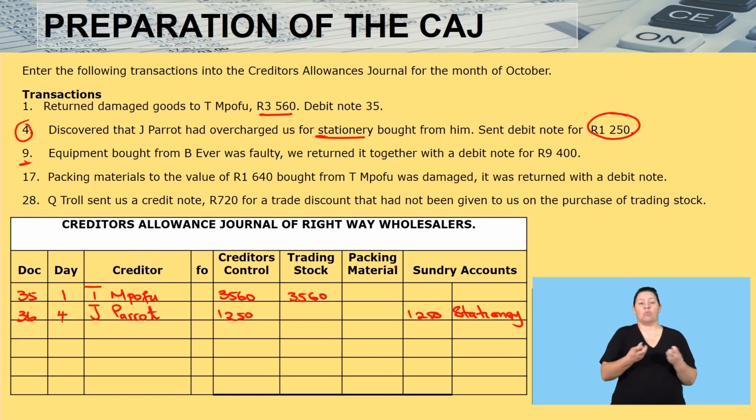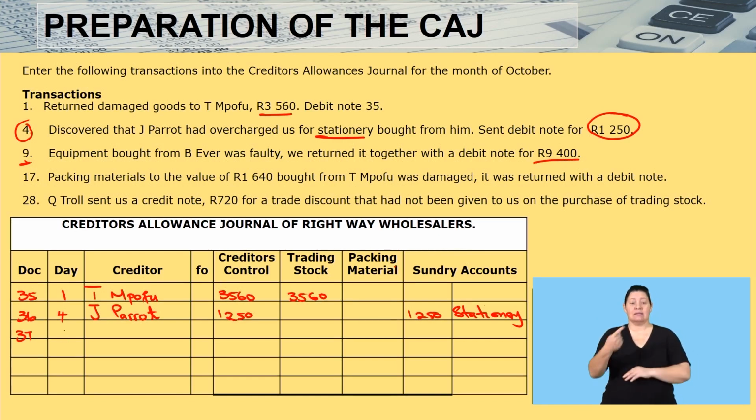Equipment bought from B. Ever was 40. We returned it together with a debit note for 9,400. Let's record that then. The document will be 37. The day is the 9th. What is the name of the creditor? B. Ever. And then, how much was this for?